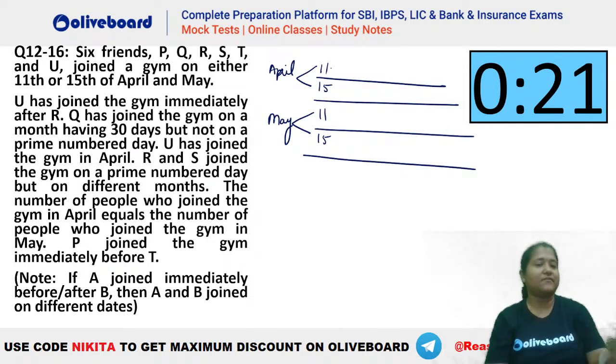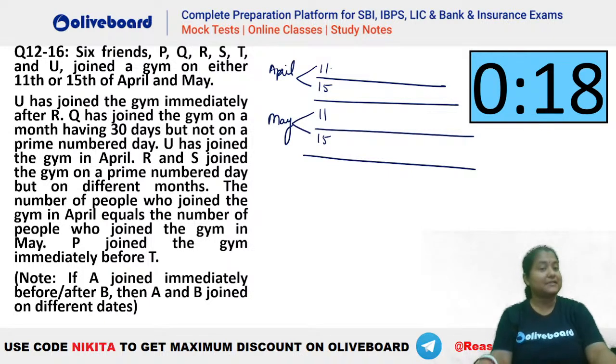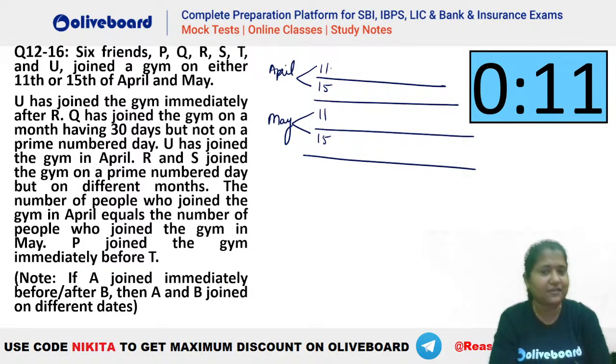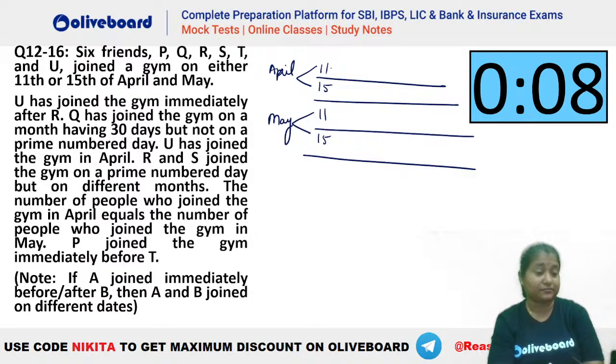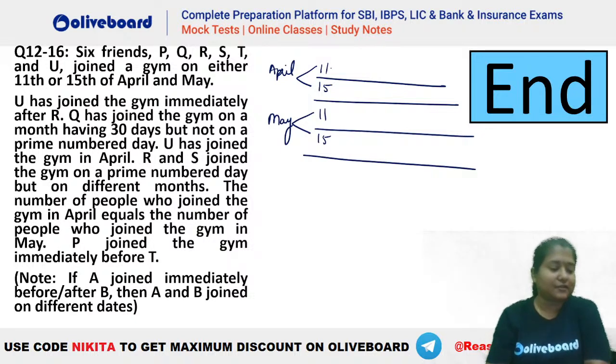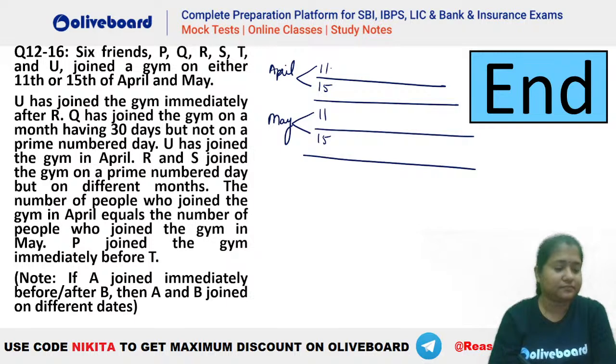Because you can see we have been given only 4 dates in here, and 6 people are to be placed. That means we will have somebody joining on the same date. So April 15th and May 11th are the ones where we have 2 people joining. And who are those people? Who are those people, guys? Q, U, S and P. S and P are joining together.